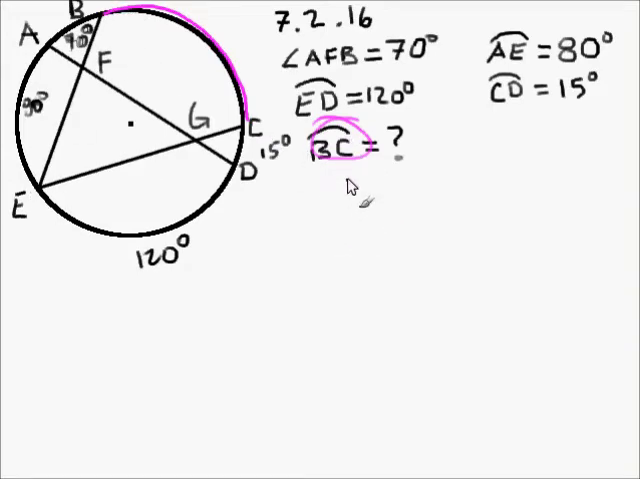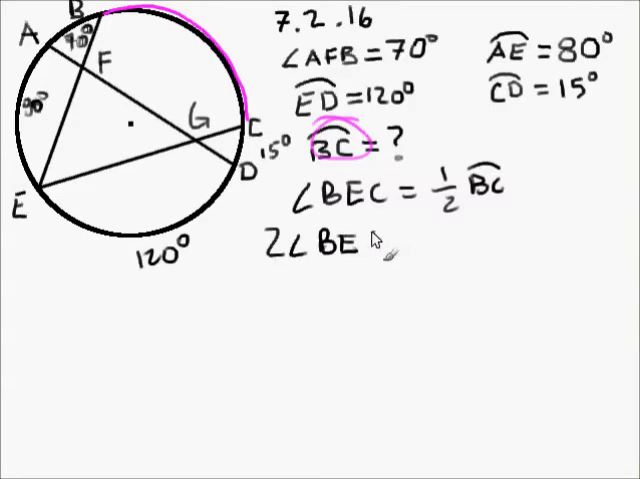BEC is an inscribed angle, so we know that angle BEC is 1/2 arc BC, or 2 times angle BEC is arc BC. Now let's take a look at BEC. How are we going to find that? Well, I've got a thought.